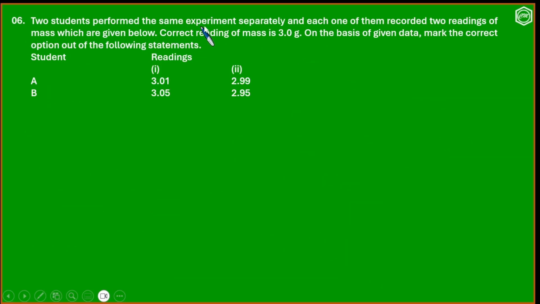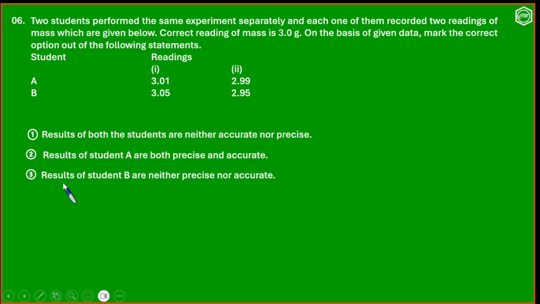Two students performed the same experiment separately, and each one of them recorded two readings of mass, which are given below. The correct reading of mass is 3.0 gram. On the basis of given data, mark the correct option out of the following statements. Student A and B readings, first reading, second reading: 3.01, 2.99, 3.05, 2.95. Options 1, 2, 3, and 4. And let us take the average value of these two readings for both the students separately.